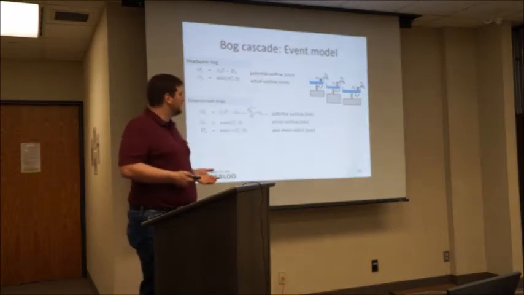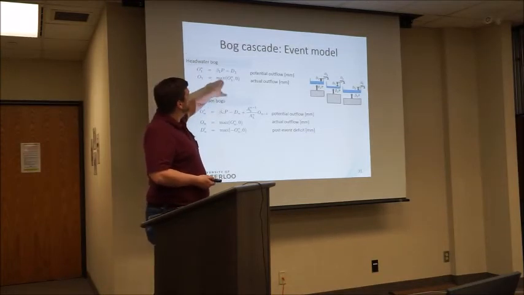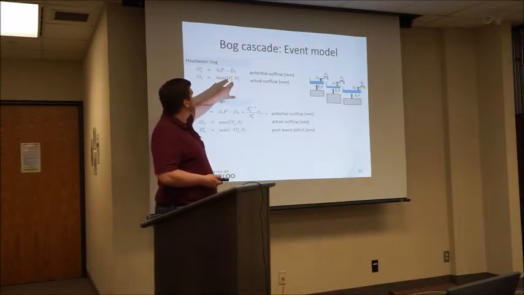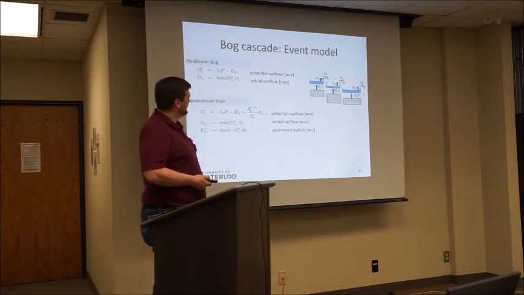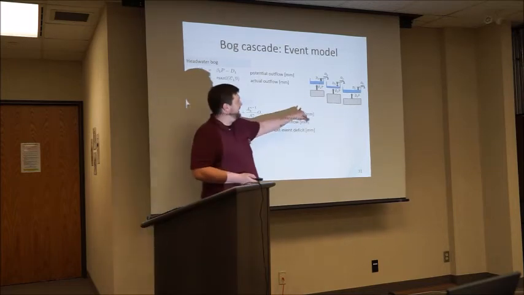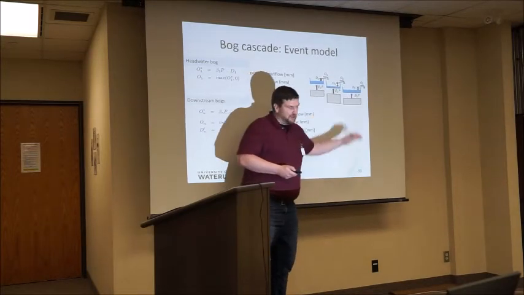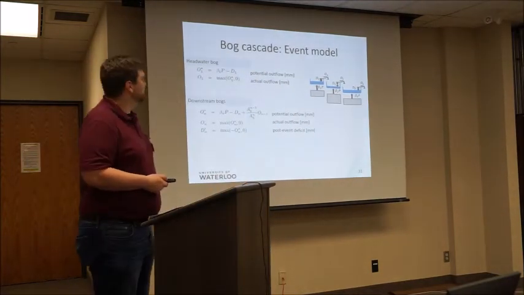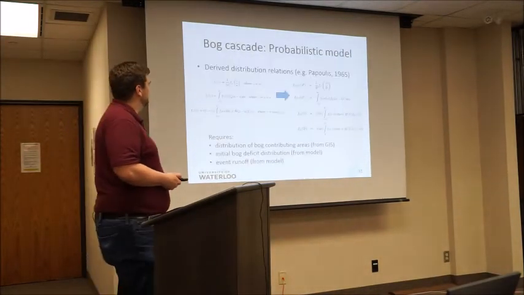So if we ignore temporal variability, our potential outflow is what comes in. Once we fill up our deficit, we get outflow. I'm not going to get into the mathematical details, I don't have the time here. And then in downstream bogs, we also have to address the fact that we may or may not be getting water from upstream, and we can propagate this through. It's a very simple model. You can code it up in Excel in 5 minutes maybe.